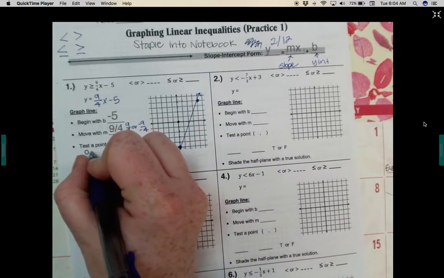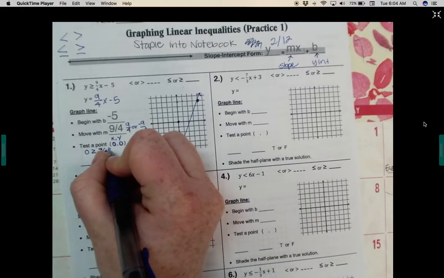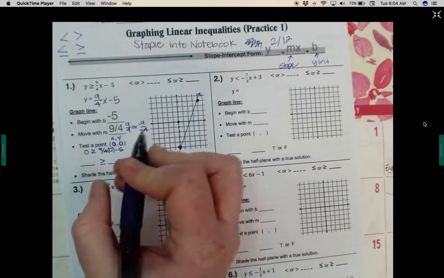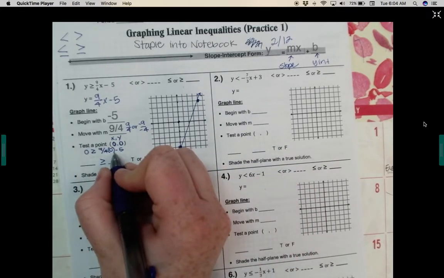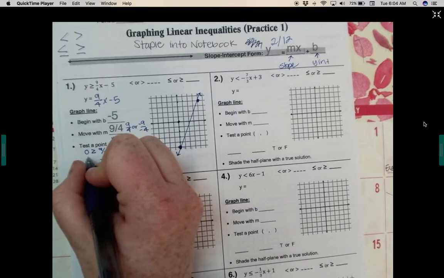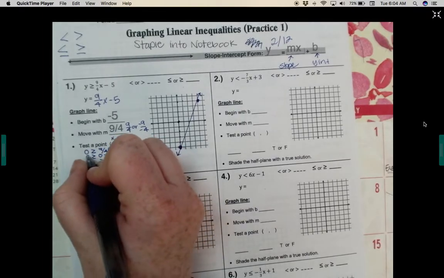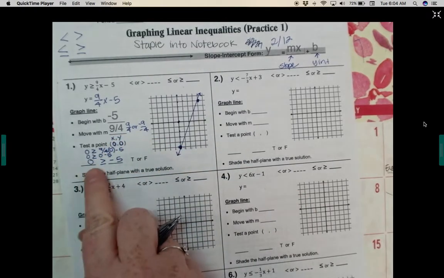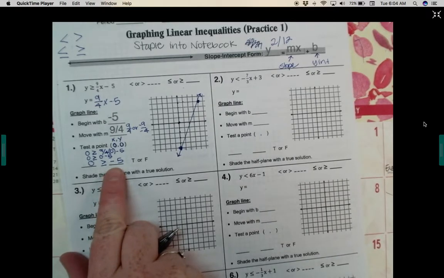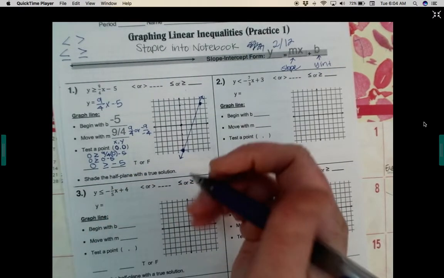So 0 is greater than or equal to 9/4 times 0 minus 5. I know that 9/4 times 0 is 0. Anything times 0 is 0, and 0 minus 5 is -5. So I still have 0 on the left, and 0 minus 5 is -5. Now I look at this statement. Is 0 greater than or equal to -5? I need to decide, is that true or is that false?